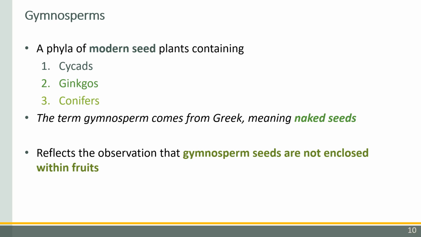The word gymnosperm means naked seed. So when we say naked seed, we mean a seed that is not enclosed within fruits. When we get to the angiosperms, we're going to see seeds that are enclosed in flowers and then in fruits. And so the distinction there in the name is the gymnosperm, meaning naked seeds or not covered with fruit.